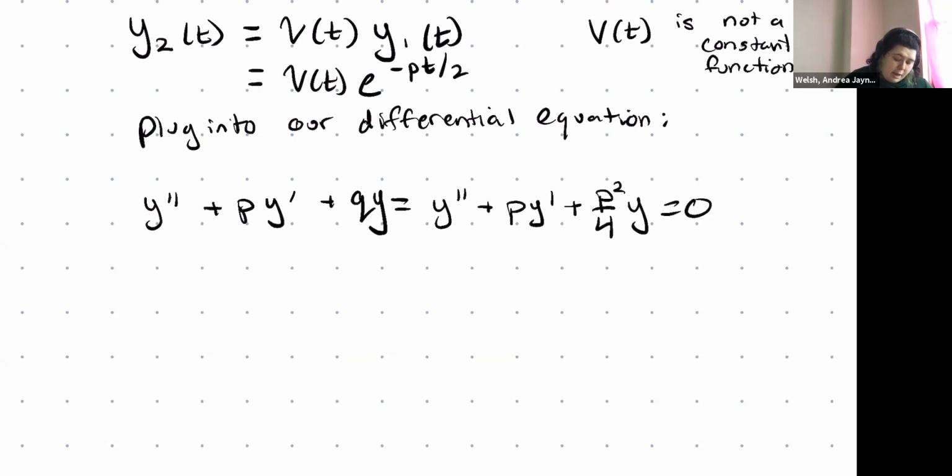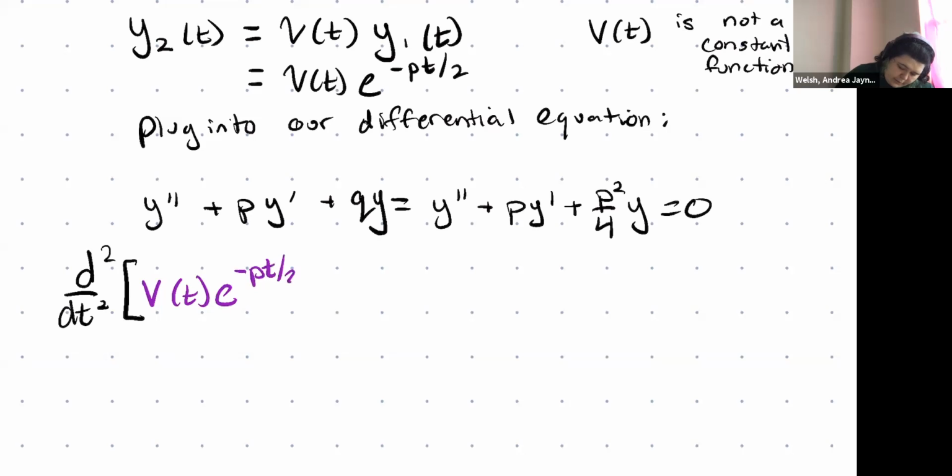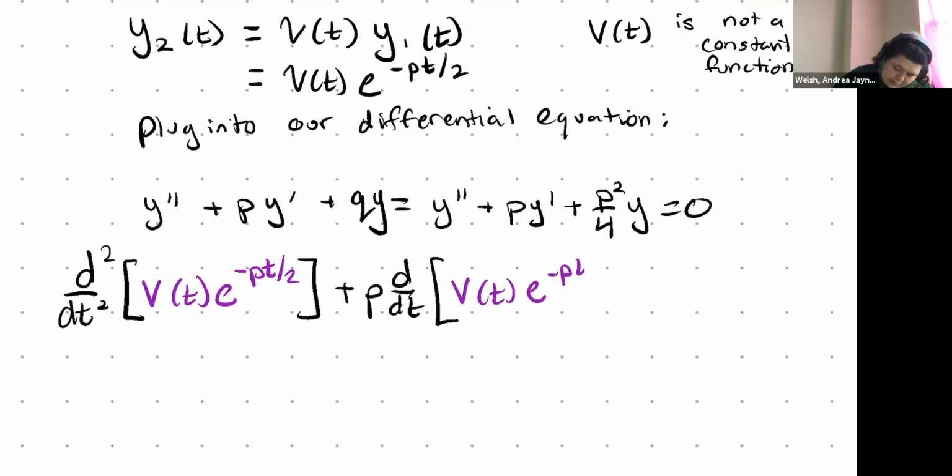All right, so if I plug this in, I'm going to get a second derivative of y2. So a second derivative of v of t e to the minus pt over 2, and then plus p, I get the first derivative here. And that's going to be also of my function v times e to the minus pt over 2.